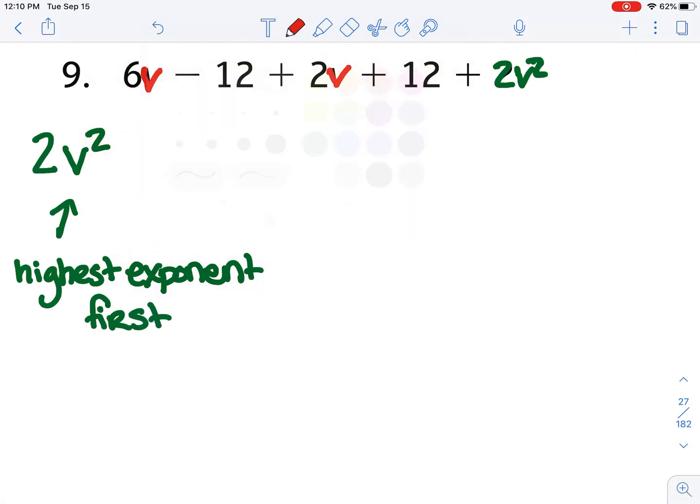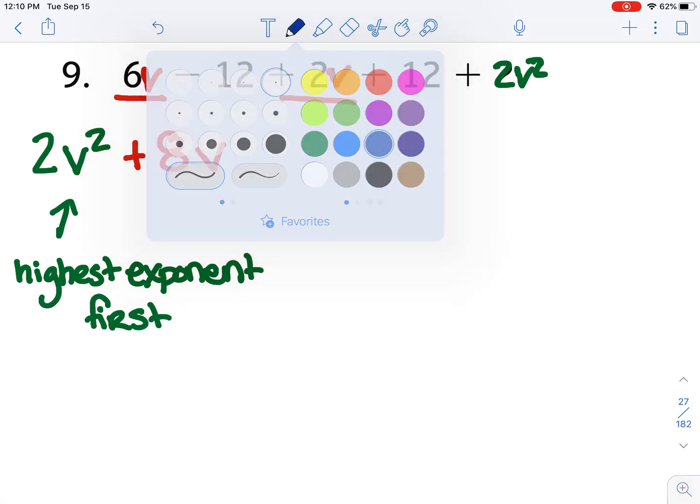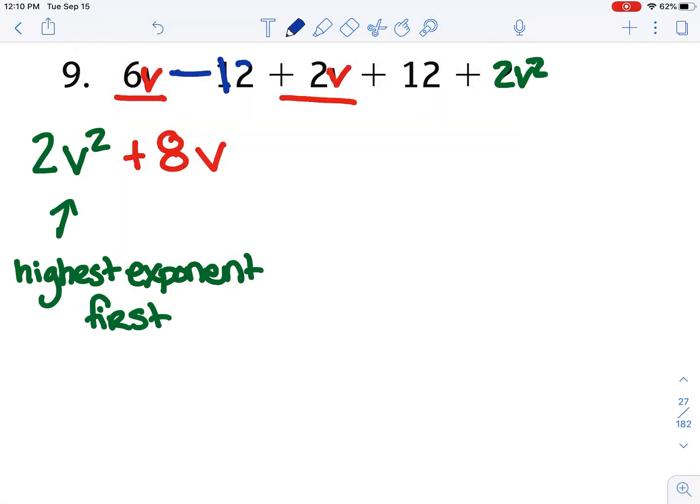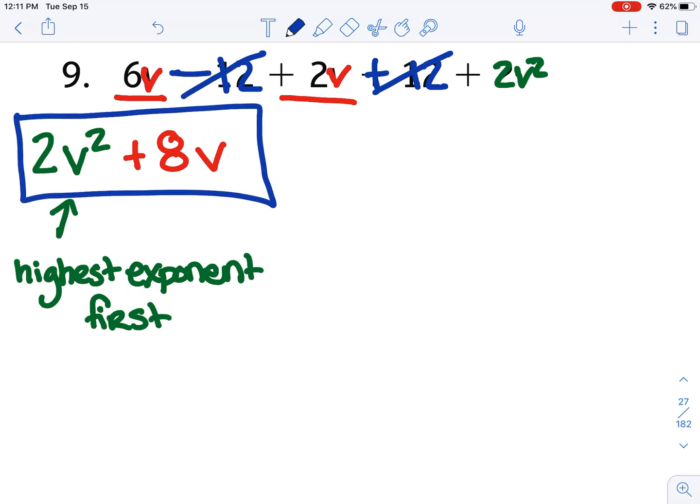Okay, then I do my V's. So I have 6V and 2v. That makes 8v because they're both positive. They add together. Then I have my normal regular numbers, negative 12 plus 12. Those will cancel and become 0, but you do not need to write a 0 down. This is my final answer.